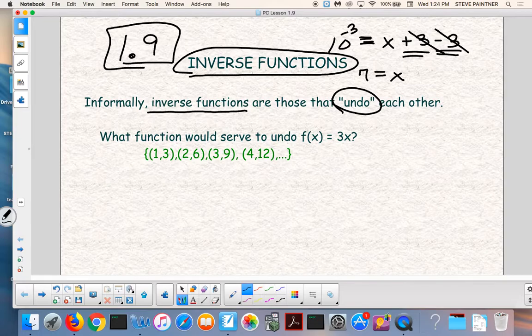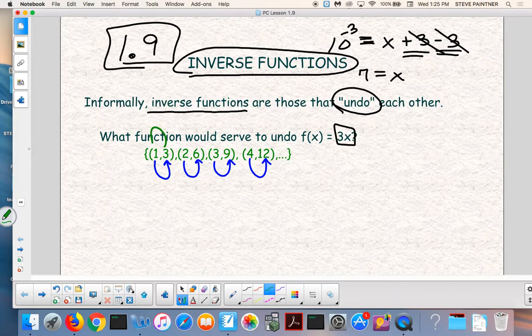So look at this function right here. What function would serve to undo f of x equals 3x? Okay, so watch this. This is your function, 3x. So what you're doing is you're putting in 1. And when you put 1 into your function, what do you get? 3. When you put 2 in, you get? Okay, 3 gets 9, 4 gets 12. You put it in, right? Undo it. Undo it means this.